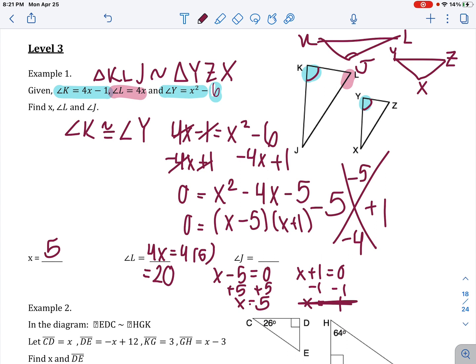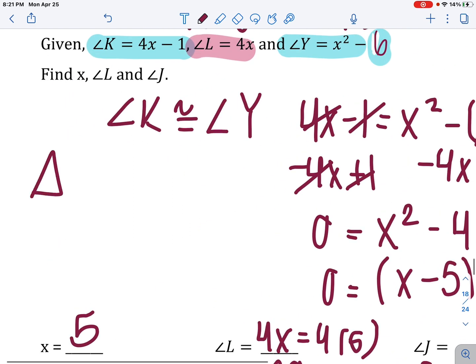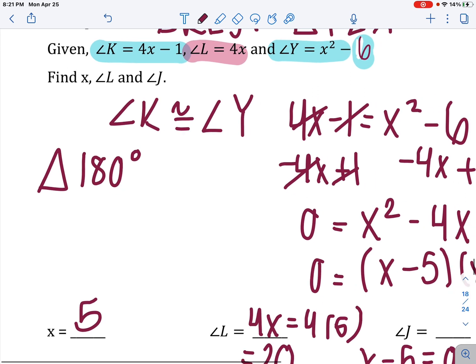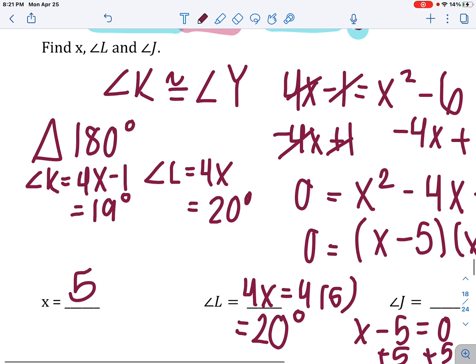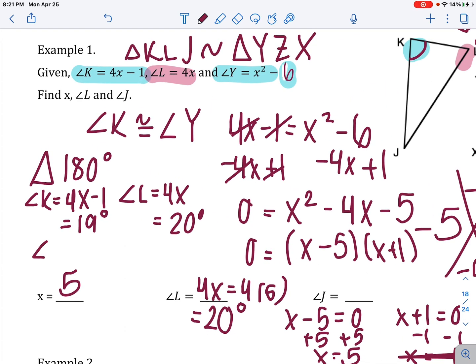So the last question is asking for angle J. And we really don't know anything about angle J. In the problem, we're not given anything. But I know that all triangles have 180 degrees. And I know that angle K is 4x minus 1. Angle L is 4x. So if I plug in 5 for x, I get that K is 19 degrees and L is 20 degrees. So I'm going to write that degree symbol down there as well. So I know that angle J is going to be 180 degrees minus 19 minus 20.